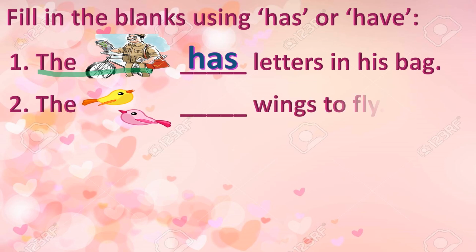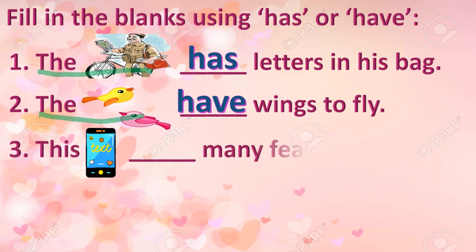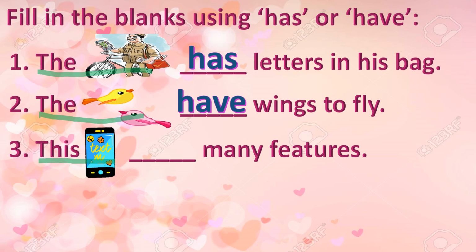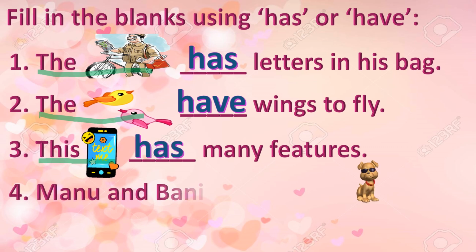Next, the birds dash wings to fly. Now we have two birds. That means a plural noun. So with a plural noun, we use have, and here have shows possession. Birds have wings. They possess wings. Next, this phone dash many features. Now this phone is a singular noun. We are talking about only one single phone. So with a singular noun, we use the helping verb has to show its possession.